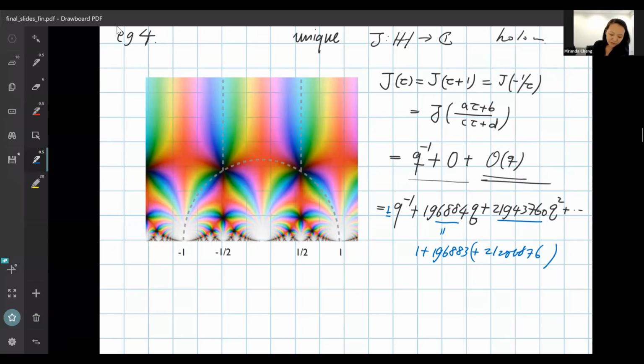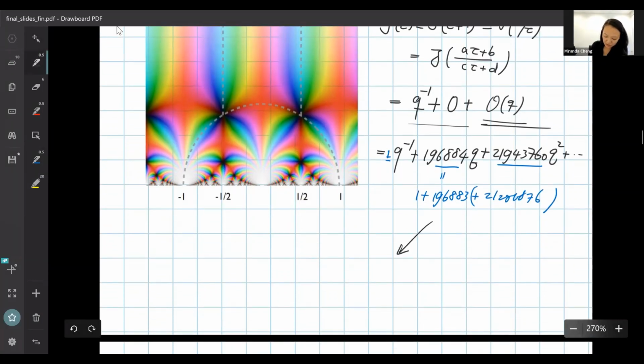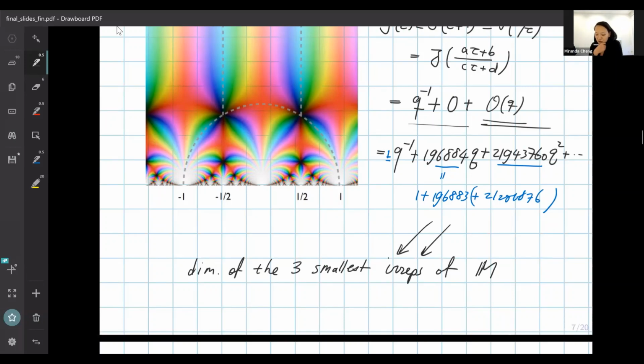Now the point is that these are actually the dimensions of the 3 smallest irreducible representations of the monster group, which is a finite group. So what is this group? The smallest irrep is the trivial representation of dimension 1, but it's quite amazing that the smallest non-trivial representation already has like 200,000 dimensions. So what is this monstrous object?